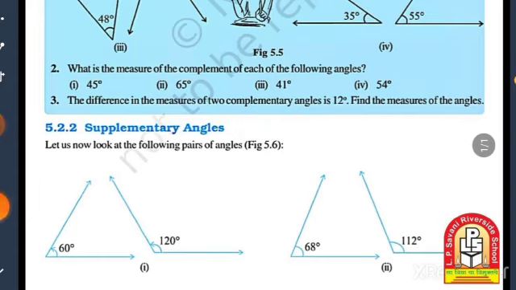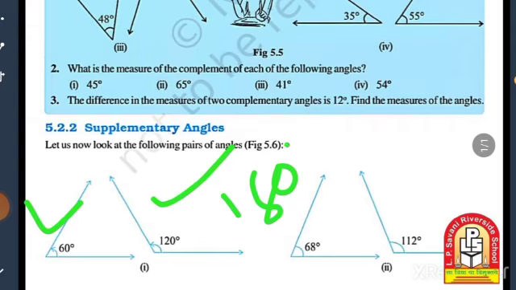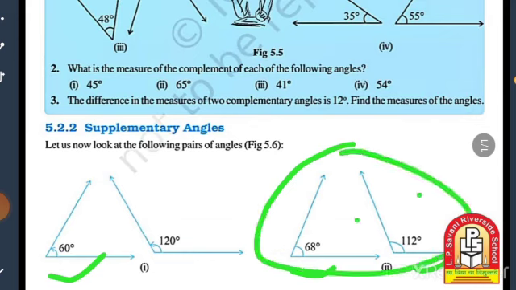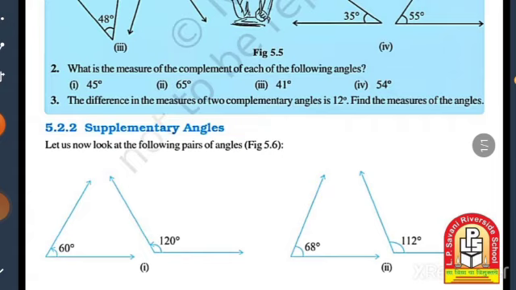Let's start with supplementary angles. What are supplementary angles? First of all, I tell you the definition. If two angles have a sum equal to 180, for example 60 plus 120 is 180, so the sum of these two angles is 180. Supplementary angles have a sum of 180, so these two are supplementary angles. Here 68 plus 112 is also supplementary because these two angles have a sum of 180. In this way you can find supplementary angles.